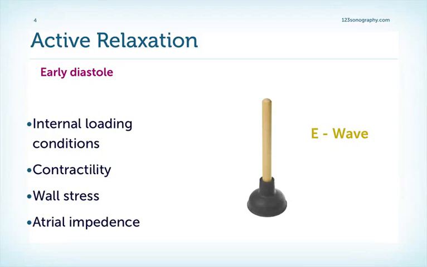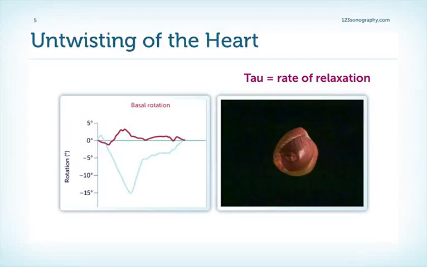Many factors play a role for early diastole: the internal loading conditions, contractility of the left ventricle, wall stress, and atrial impedance. To better understand early diastole, take a look at this animation. Remember when we talked about systolic function, we mentioned that the heart in reality has a twisting motion. Well, during diastole, it has an untwisting motion. And it is the rate of this untwisting motion which describes diastolic function.